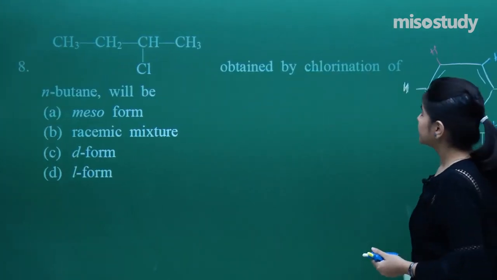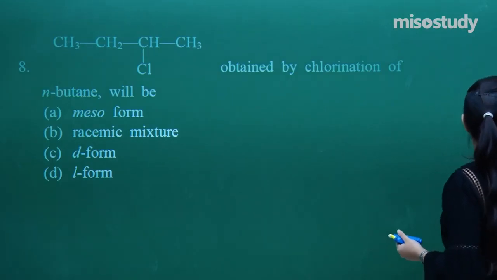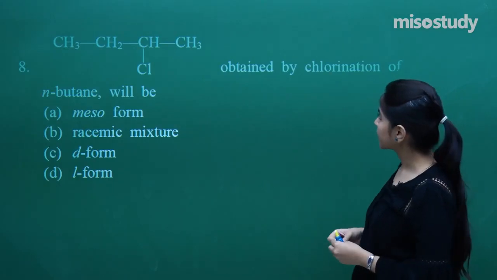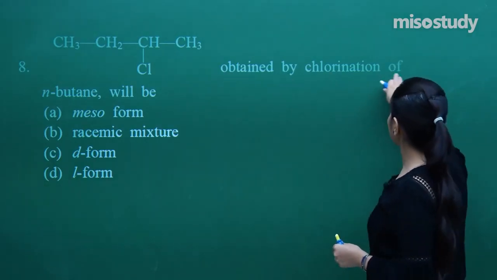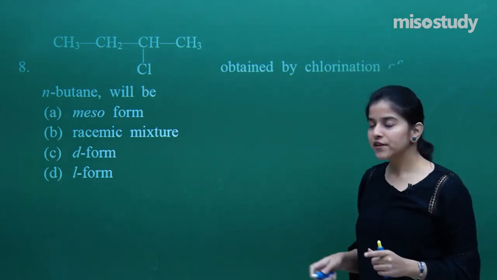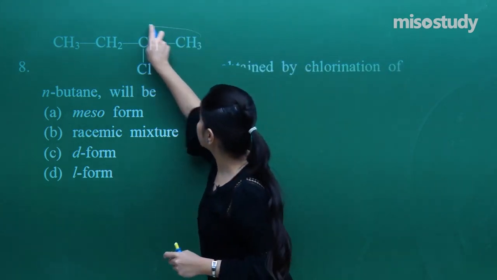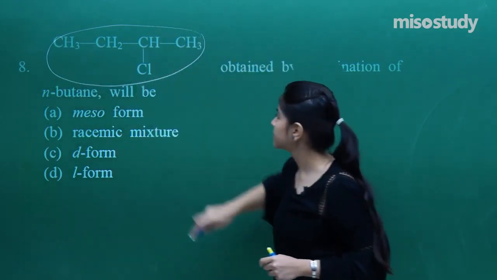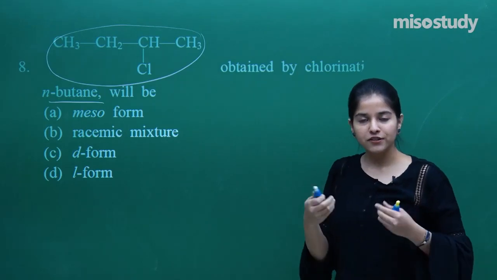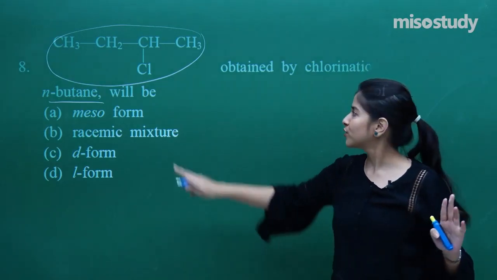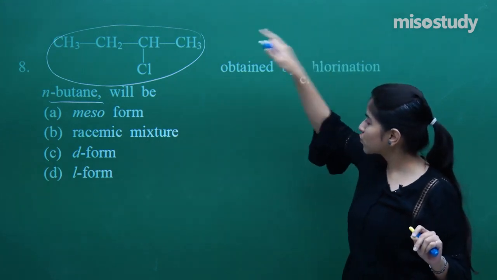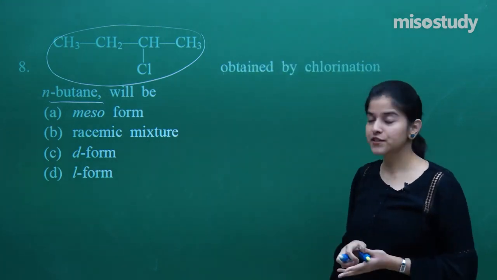Now let's take up question number 8. What do I have? Yes, this particular question: the compound obtained by chlorination of n-butane will be. So they have given the compound which is obtained when we chlorinate butane. Which butane? n-butane, right? So there is no need to go into the reaction because they have already given the product. What they are asking is what kind of a thing this product is.